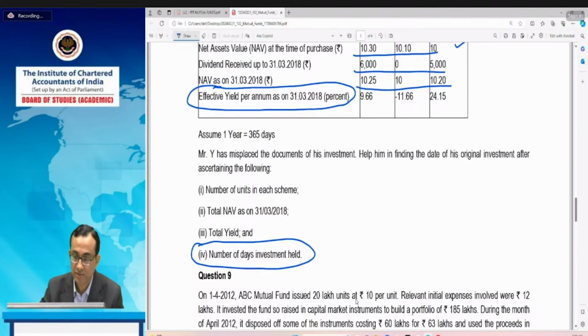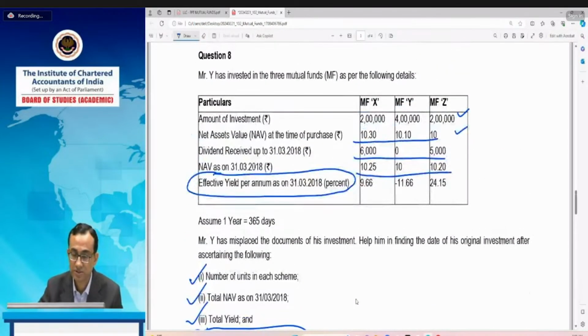So let us calculate step by step. First of all, you have to calculate the number of units, total NAV, total yield, and then lastly, we will come to the number of days the investment was held. So let us proceed to solve this question.